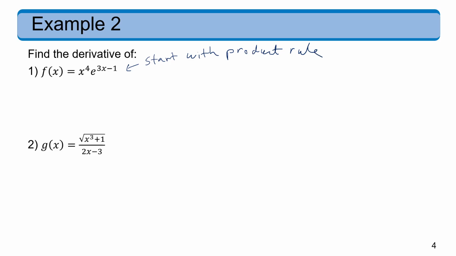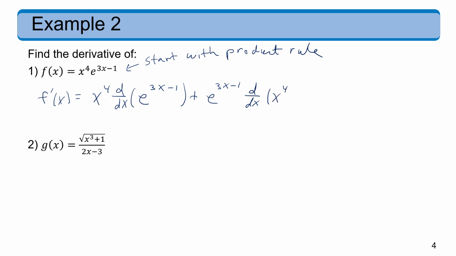Okay, so the product rule for f prime will have first times derivative of the second. I'm not going to compute it yet. I'm just going to write here that I need to compute it. Plus second times derivative of the first. So in the next step, we need to calculate these two derivatives.